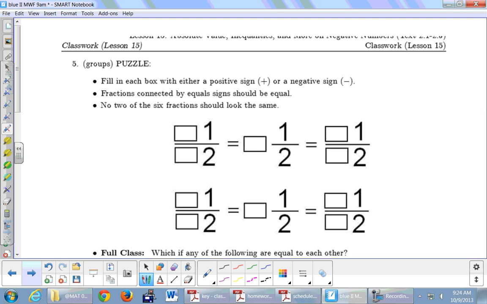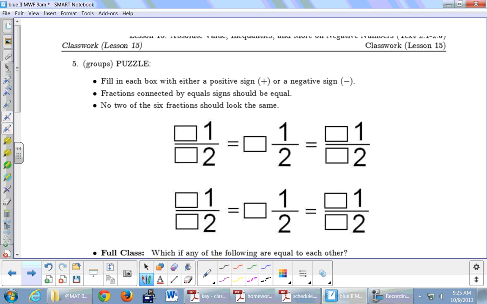All right, so here's a puzzle you guys are going to complete in your groups. What you're going to do is fill in each of these empty boxes with either a positive sign or a negative sign. You got to make it so that all the fractions that have equal signs in between are equal. So in the top row, you're going to make 3 fractions that are equal. In the bottom row, you're going to make 3 fractions that are equal. But no 2 of the 6 fractions should look exactly the same.